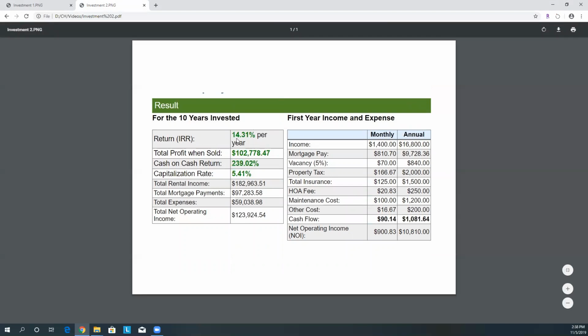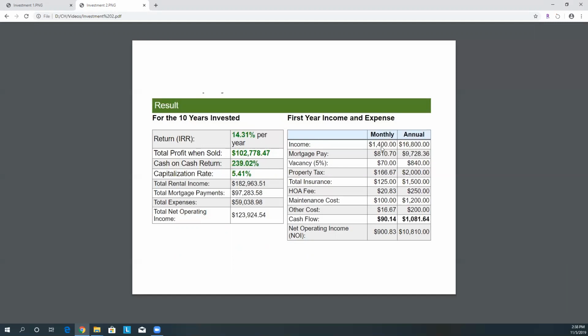Your return is approximately 14.31% per year. The total profit when you sold the property after that 10-year time frame would be $102,778.47. Your cash on cash return was 2.39%, and your capitalization rate is 5.41%. Now, what does all this mean? Well, we can get into that, and I can have those discussions with you. But just for the beginning of the numbers, let's move over here for a moment.